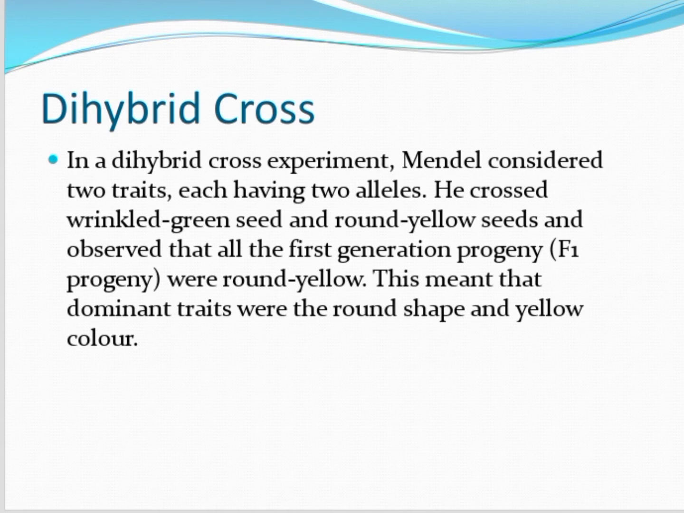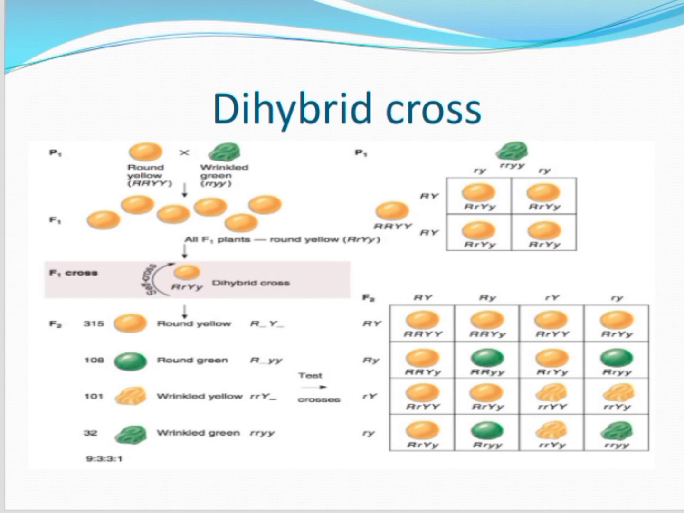A dihybrid cross is a cross between two organisms based on two characters. Here Mendel considered two traits, each having two alleles. He crossed wrinkled green seeds and round yellow seeds and observed that all the first generation progeny were round yellow, because it is the dominant one. This means that the dominant traits were the round shape and the yellow color. Let us see the cross. So he chose yellow round as dominant and wrinkled green as recessive. In the first generation, he got heterozygous F1 progeny showing round yellow offspring.